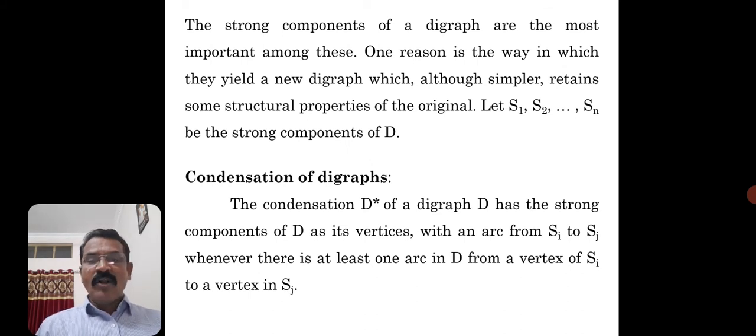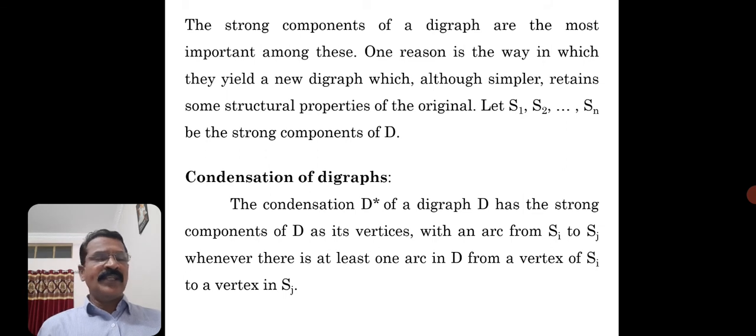The condensation has the strong components of D as its vertices. So first you have to identify which are the strong components of the digraph. Each strong component corresponds to a vertex in the condensation of a digraph, with an arc from Si to Sj. So Si is one vertex, Sj is one vertex, corresponding to the strong components of the digraph D.